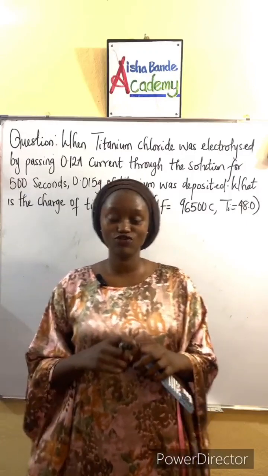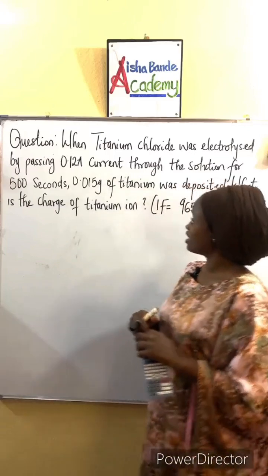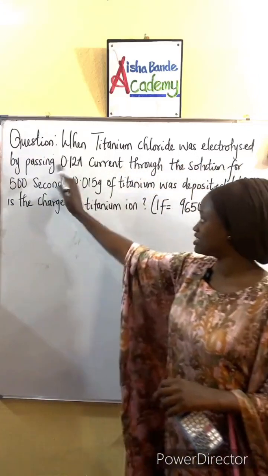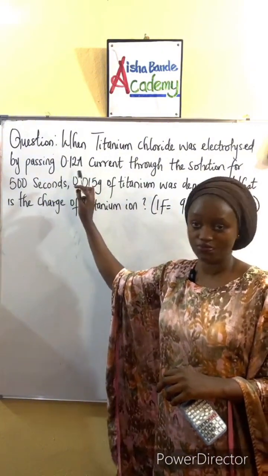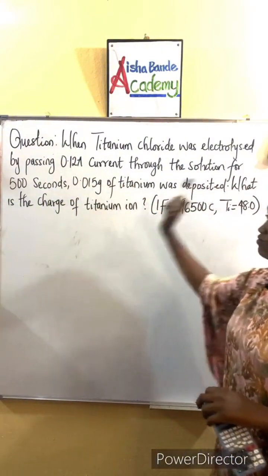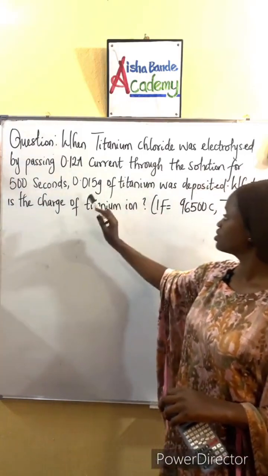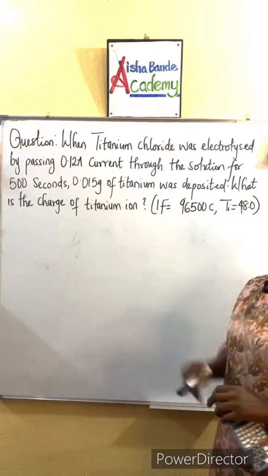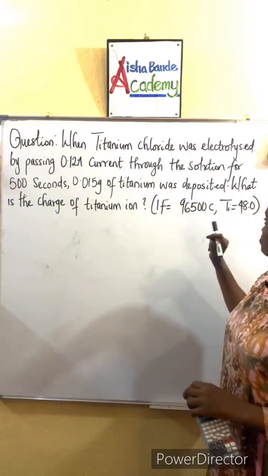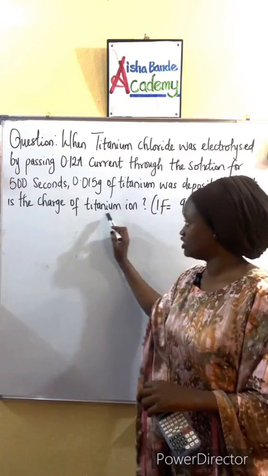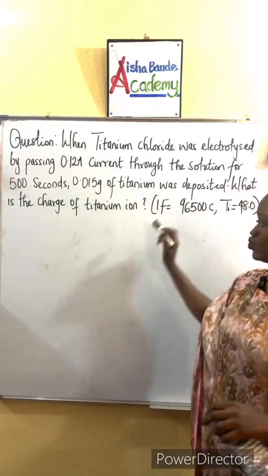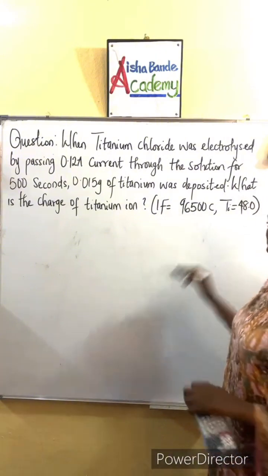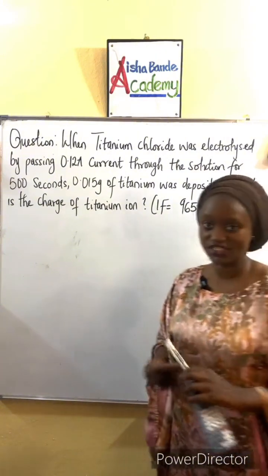We have a question to solve which is under electrolysis. It says when titanium chloride was electrolyzed by passing 0.12 ampere current through the solution for 500 seconds, 0.015 grams of titanium was deposited. So we are asked to find the charge of titanium ion, given that the value for 1 Faraday is 96500 coulomb and titanium is equals to 48.0.